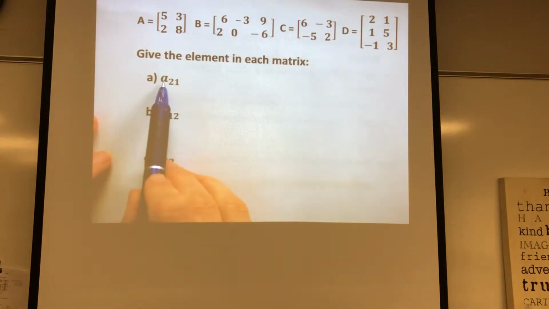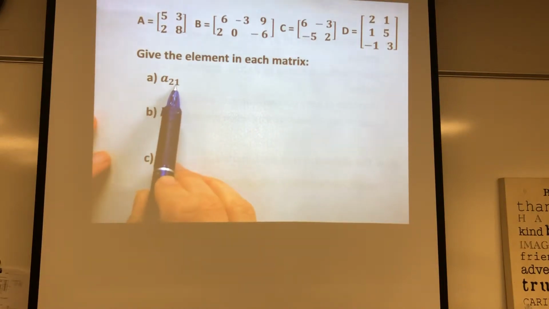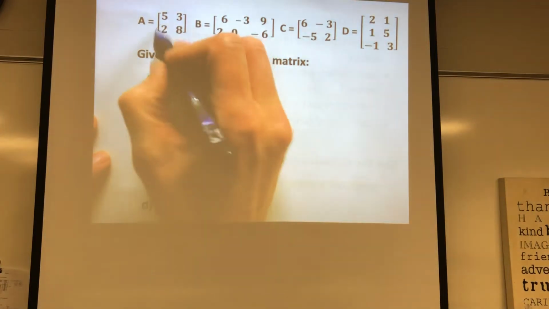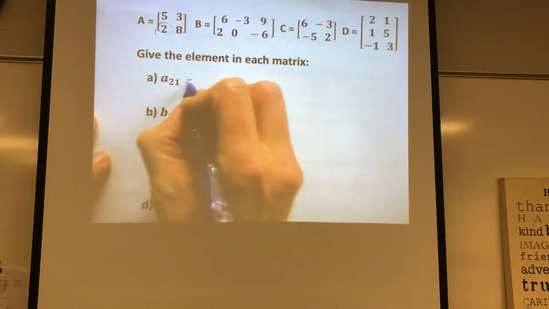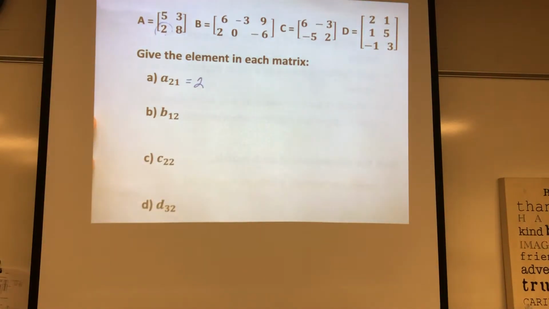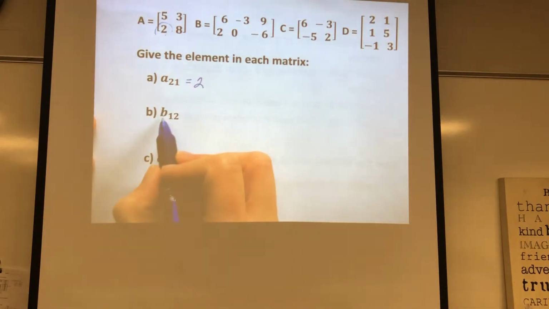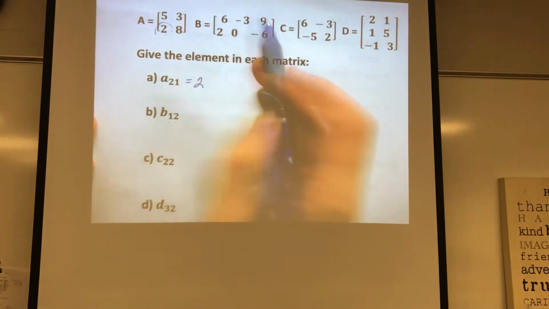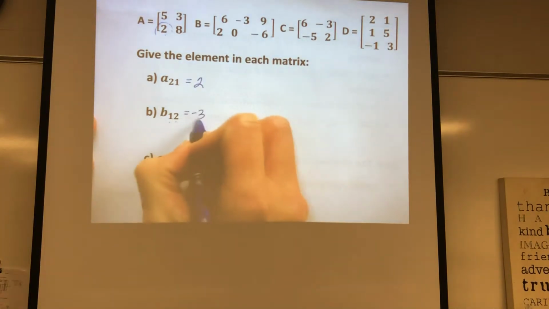We want the element from matrix A, so lowercase a indicates it's from matrix A. And when you have 2, 1, that means second row, first column. So we would go to matrix A, we go to the second row, first column, and we'd get a 2. So the element, or the number, that's in the second row, first column is 2. So in part B, it tells us to go to matrix B, first row, second column. So we go to the first row, but the second column, and that's a -3.